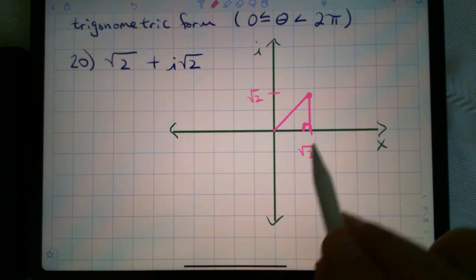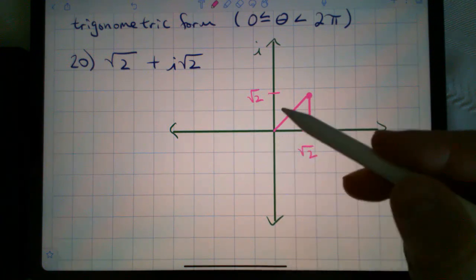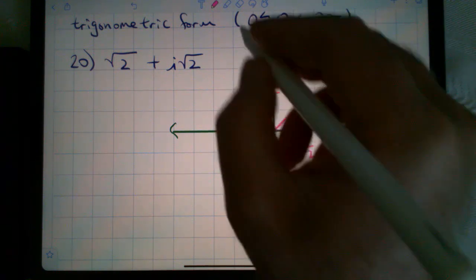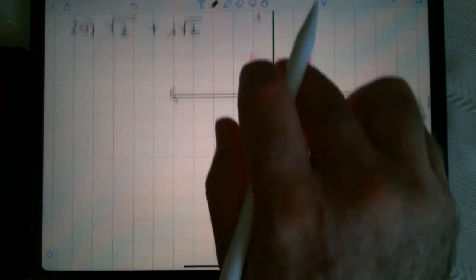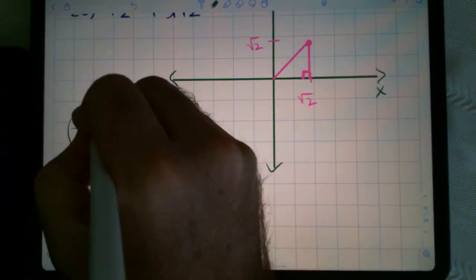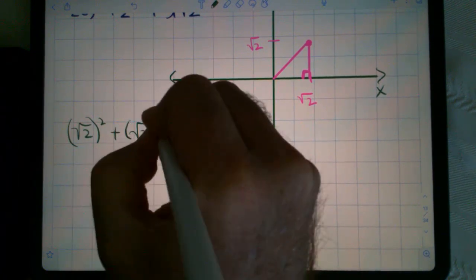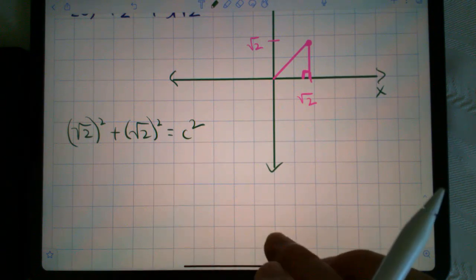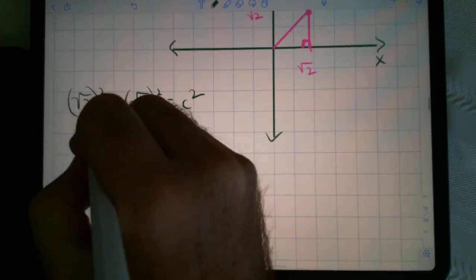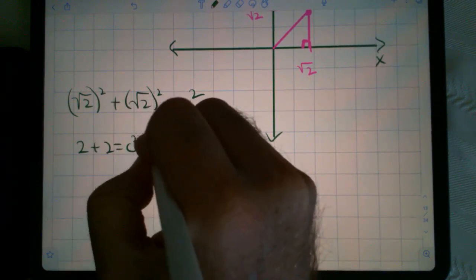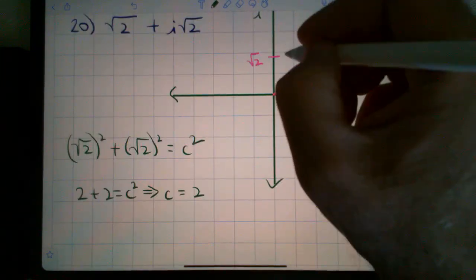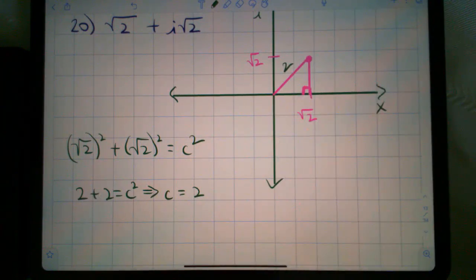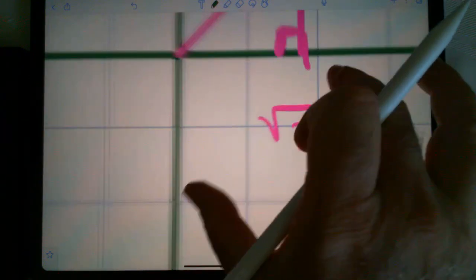so if we have a right triangle with an x value of radical 2 and a y value of radical 2, what is the length of the hypotenuse? a squared plus b squared equals c squared. Two plus two is 4, square root of 4 is 2. So we have the modulus, but what about the angle?